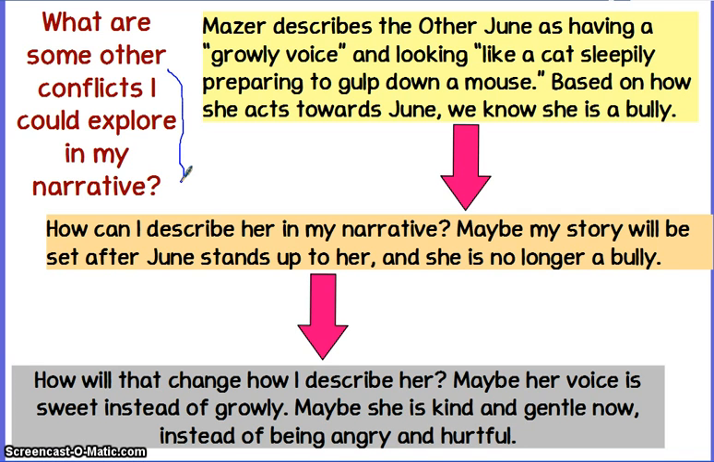If she's going to be my main character, then how can I use that original characterization and then describe her in my narrative? Maybe my story will be set after June stands up to her and she's no longer a bully. So if I'm going to make that change, I'm going to change a very vital part of that character's personality. How will that change how I describe her? If she's no longer a bully, how is she going to act differently? What kind of things is she going to say? How will I describe her? Maybe using a different word choice. Maybe instead of using growly voice, I'll describe her voice as being sweet. Maybe she'll be kind and gentle now instead of being angry and hurtful the way she was in the original story.